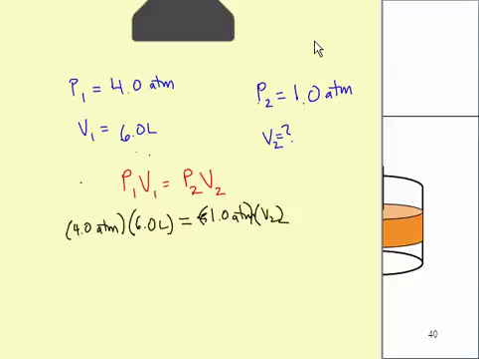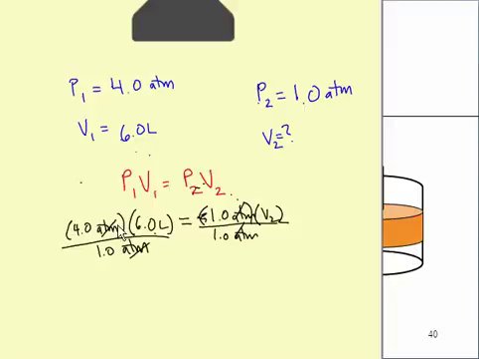Okay, now we're just going to use algebra to figure this out. I'm solving for an unknown that is being multiplied by this value, so I'm going to divide both sides by 1 atmosphere. So my atmospheres cancel out. And I'm going to come over here and divide this side by 1 atmosphere. So my atmospheres cancel out.